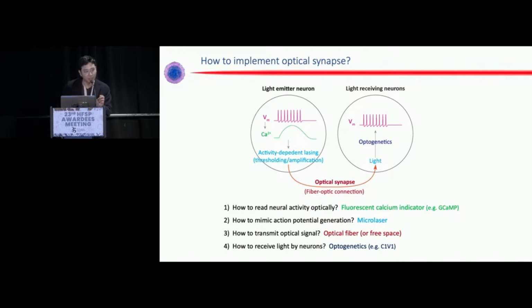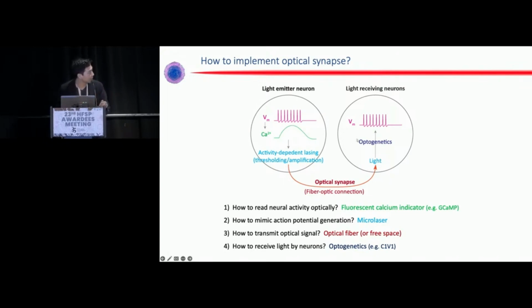This calcium light was not really enough to induce postsynaptic activation. So we wanted to amplify this light level, and also we wanted to mimic an action potential-like output, which is a highly nonlinear, all-or-none behavior. To implement that, we use activity dependent lasing. We are employing a micro laser here to amplify and also threshold the light output. This output is relayed by an optical fiber, which can transmit light losslessly over very long distances.